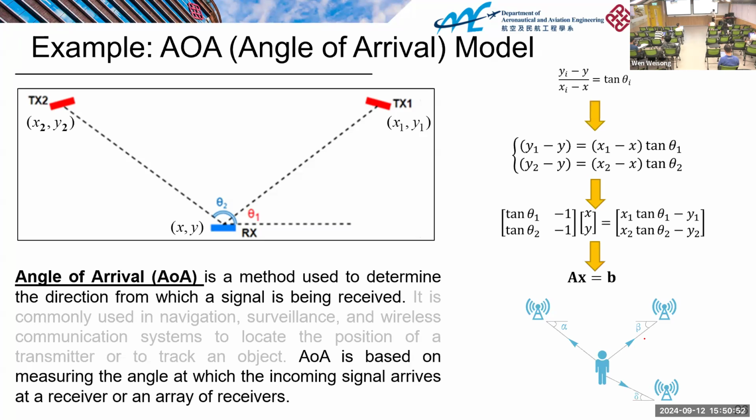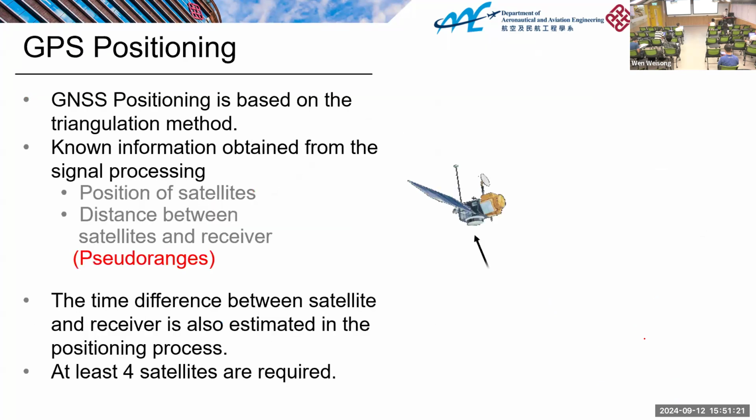In this case, we can also quickly obtain these equations. Let's move theta to the left side. We can also arrange this into matrix form. So finally, we can solve these equations: x is equivalent to A inverse multiplied by B. So this is another model. If the measurement is not the range but the angles, how do we solve it? It's kind of similar.